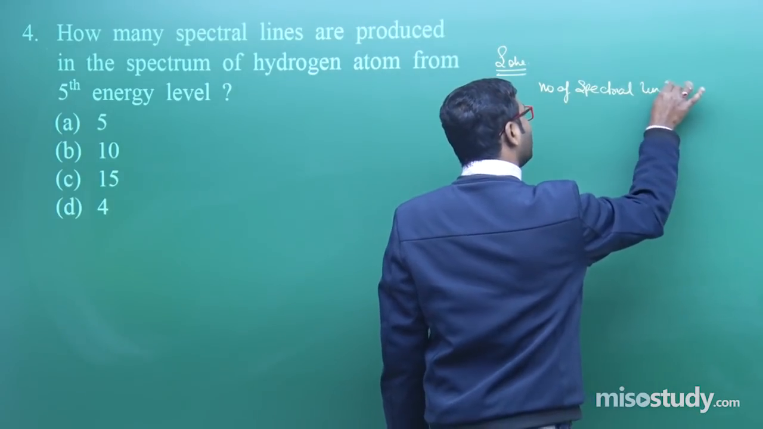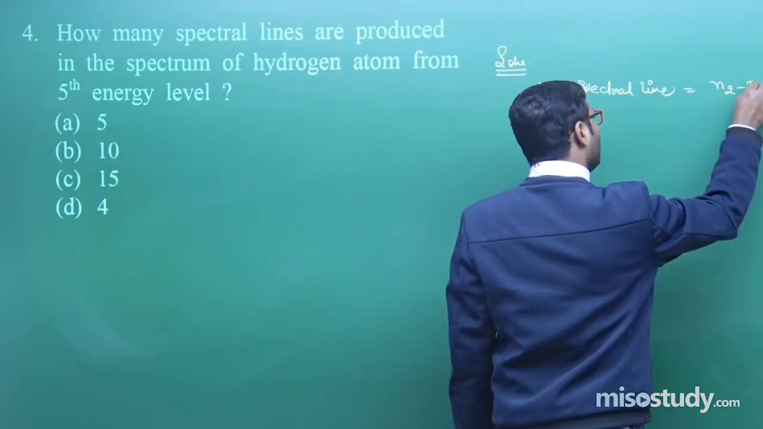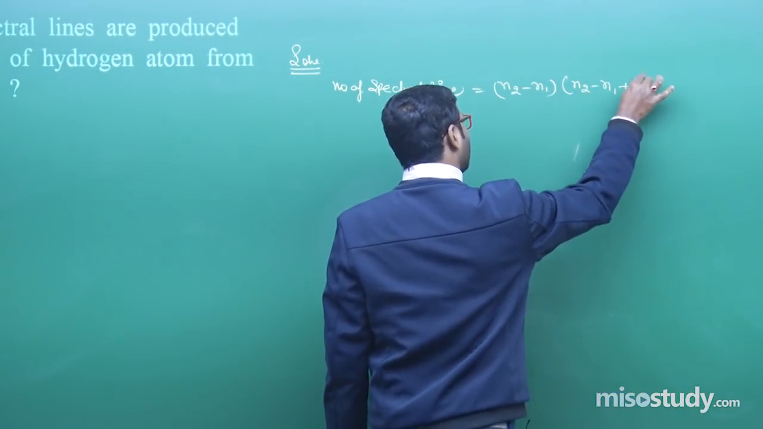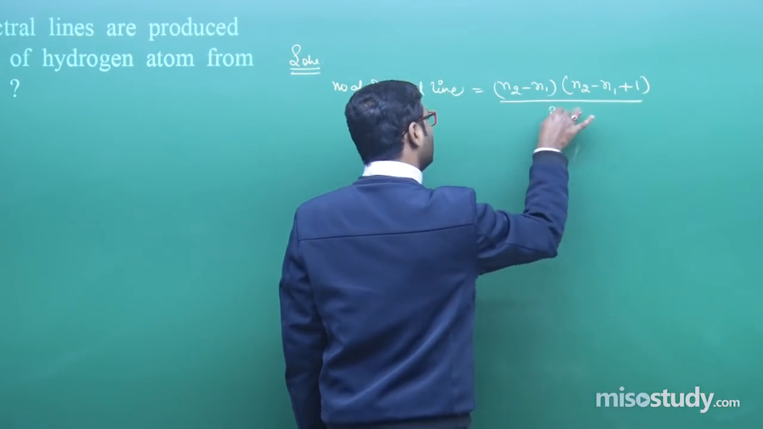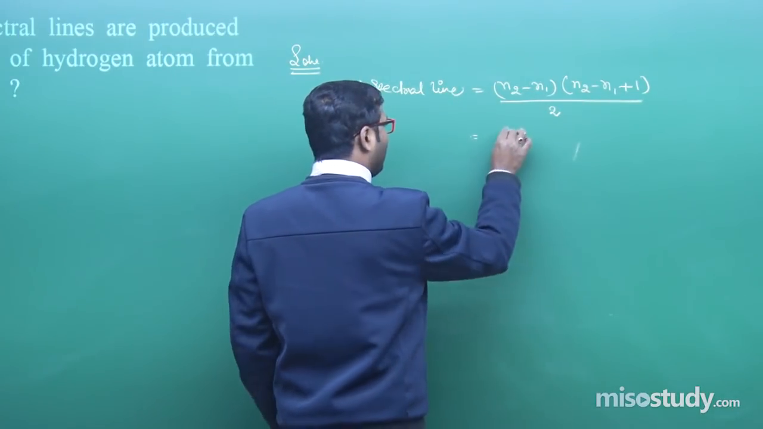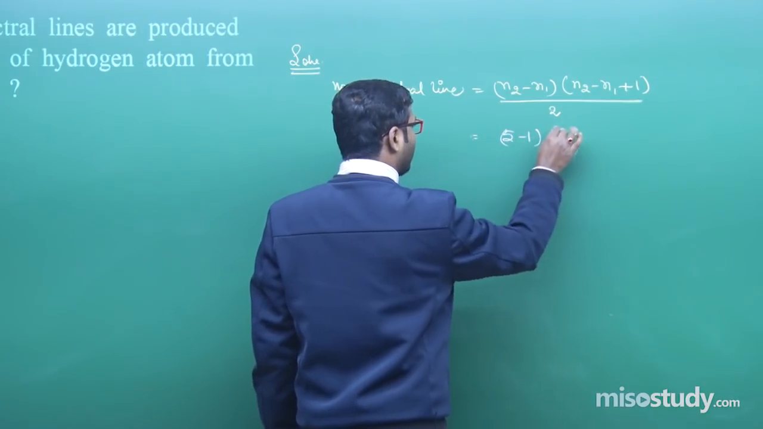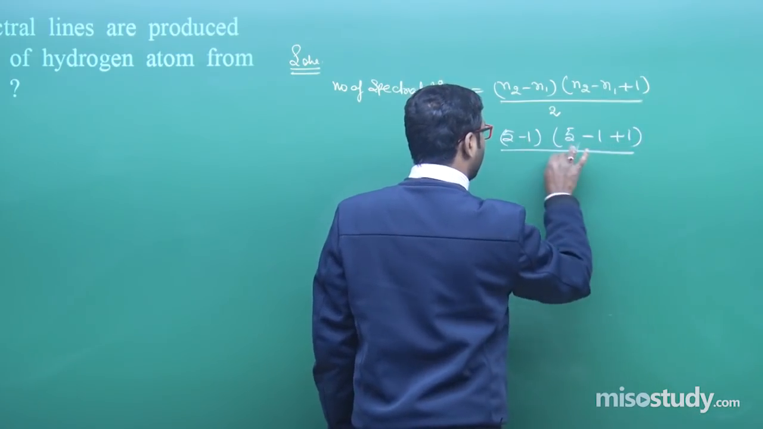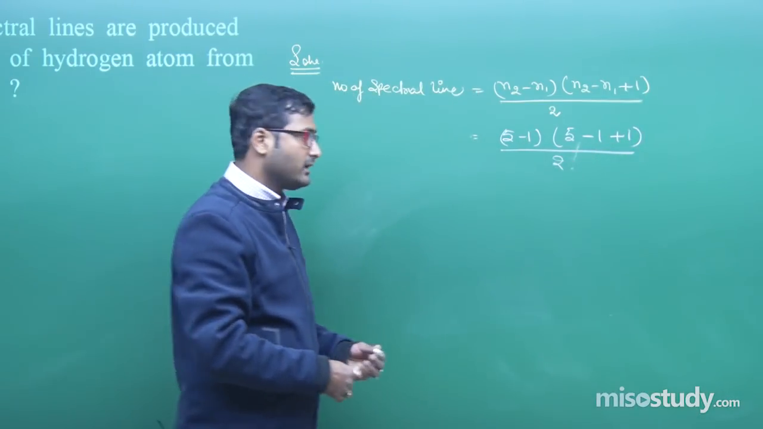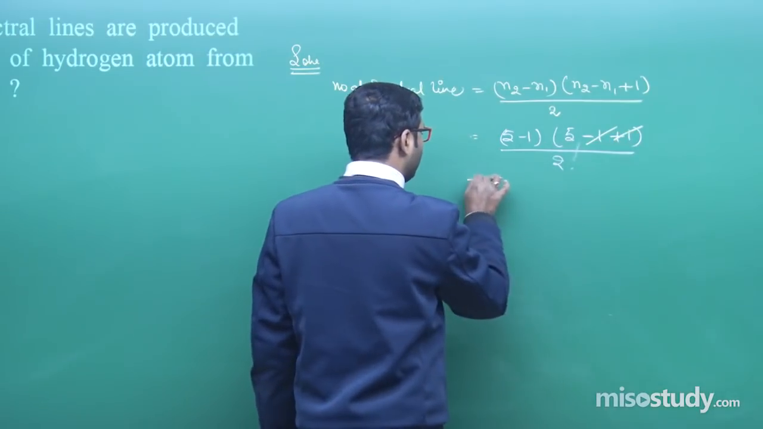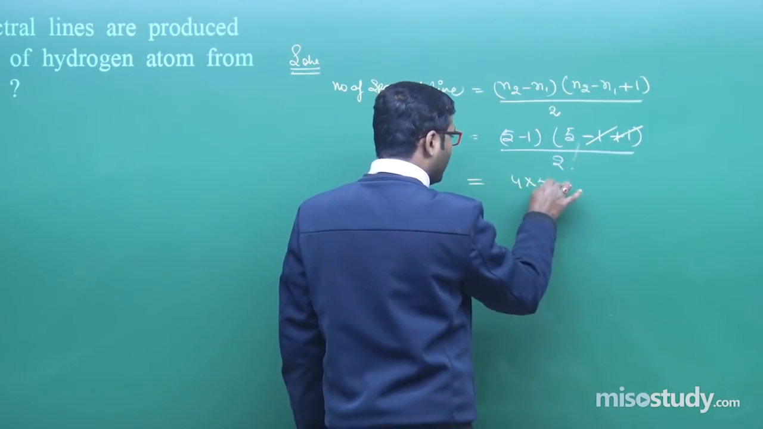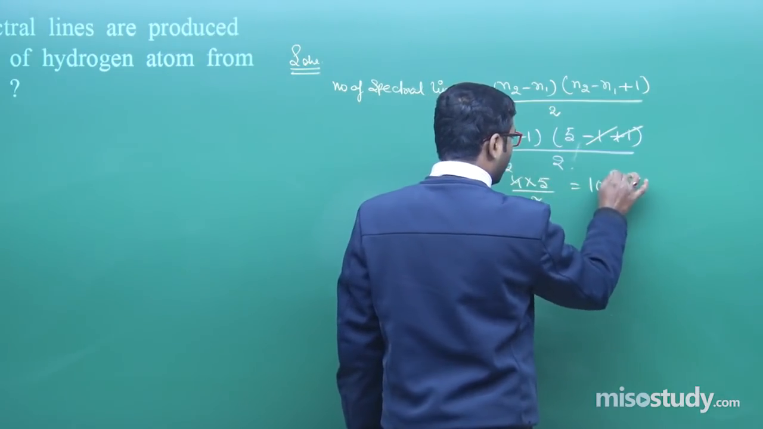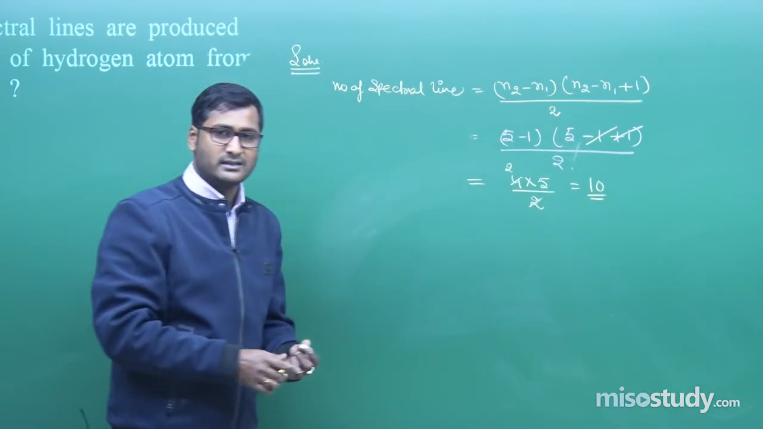Number of spectral lines is equal to (n2 minus n1) into (n2 minus n1 plus 1) divided by 2. What is n2 here? 5. What is n1? That is the ground state, 1. So 5 minus 1, then 5 minus 1 plus 1, divided by 2. Clear? 5 minus 1 is equal to 4, 4 into 5 divided by 2, two twos are 4. So the number of spectral lines will be equal to 10. This is a simple formula.